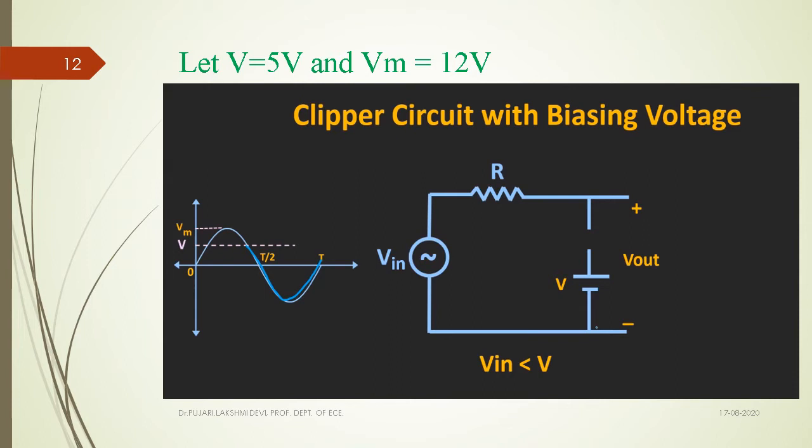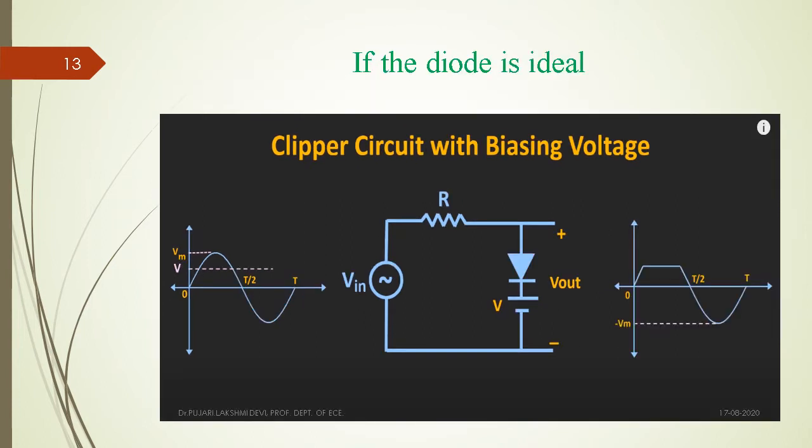Whenever the input voltage crosses greater than this 5 volts, the anode of the diode is connected to a higher voltage compared to the cathode of the diode. Whenever the anode voltage is greater than the cathode voltage, the diode becomes forward biased and acts as a closed switch. Let us see what the output voltage shows here.